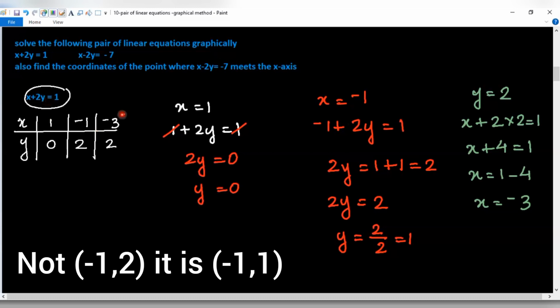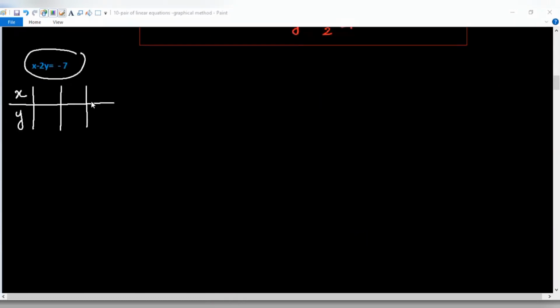So we can plot. Now, similarly, we have to find the values corresponding to the second equation. This is our second given equation. See here, it is not good to put x equal to 0, right? When x equal to 0, this term will go. So minus 2y is equal to minus 7, or y will become 7 by 2. Negative and negative on both sides, so it is ultimately a positive value, but it is a fraction.